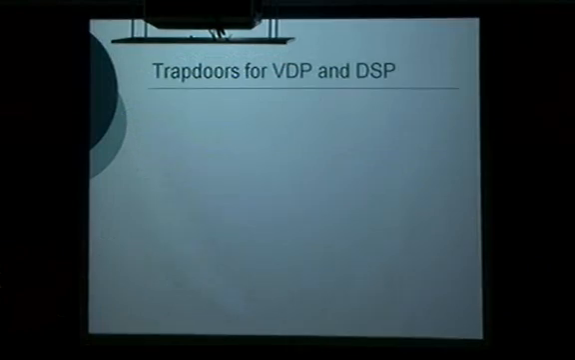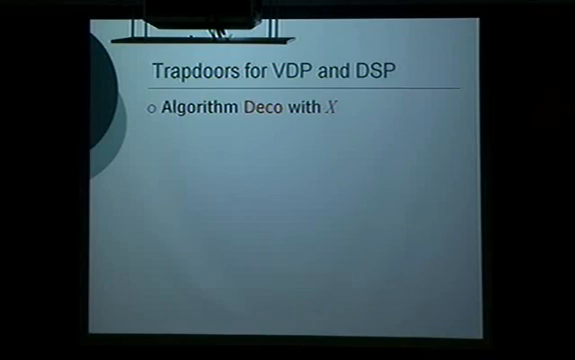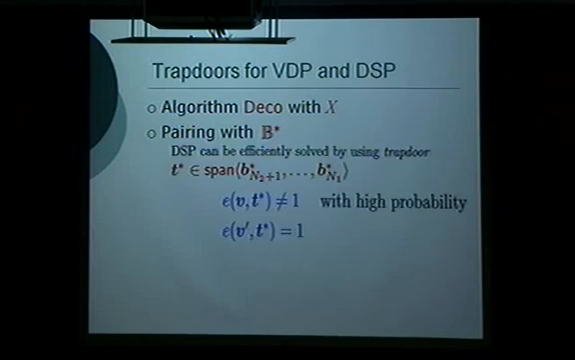Now we mentioned that there is a trapdoor for the vector decomposition problem by using a matrix X. But not directly from X, by just using B star, we can also compute or distinguish, that is, solve the decisional problem, the DSP problem.